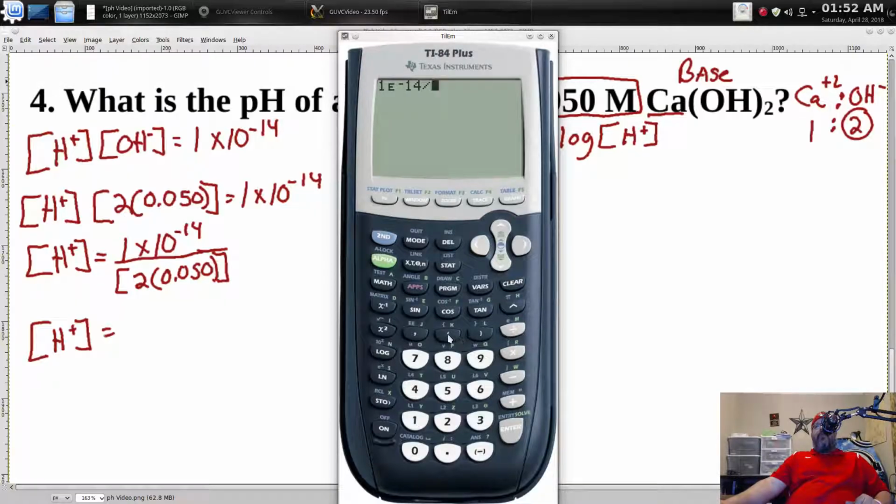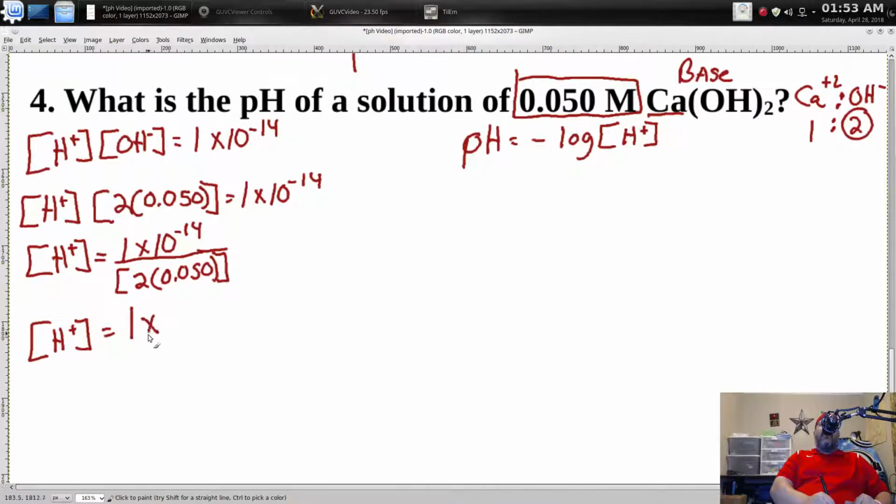Divided by, and you might want to use parentheses here. Parentheses, 2 times 0.050. Close those parentheses. Now what that does is that makes sure that those two numbers that are being multiplied together stay in the denominator, because I only have one set of parentheses in my denominator. Alright, so now I'm going to press enter. I get that number. Alright, so let's write that down. That's our hydrogen ion concentration, which is 1 times 10 to the negative 13.